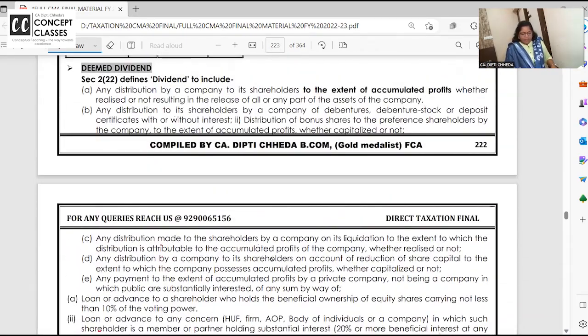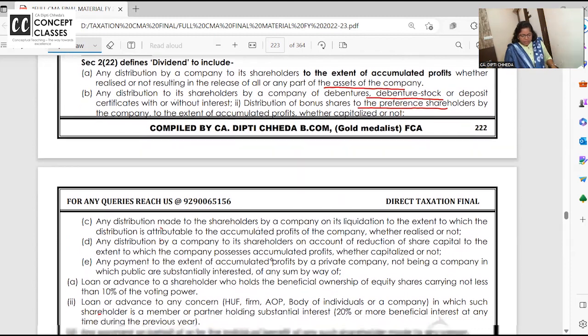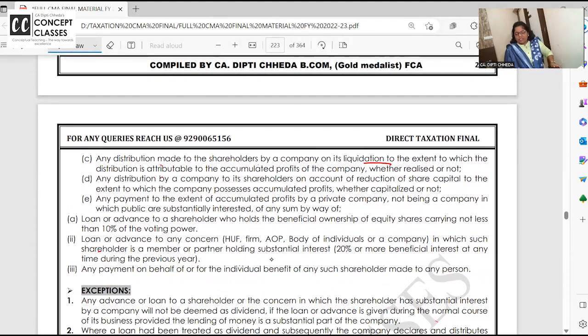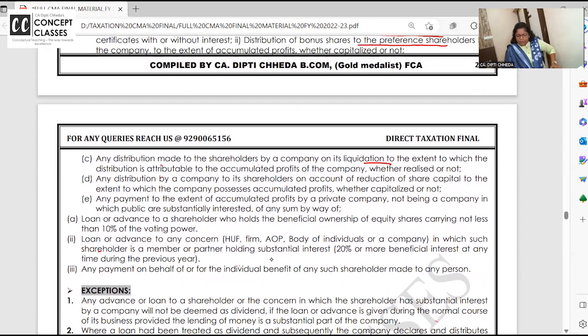Yeah. First one is, out of the accumulated profits, any amount given or part of the assets given. Second is bonus you are giving to preference shareholders, or you are giving debentures, or on liquidation. We have worked out yesterday the problem for liquidation, or any distribution by company to shareholders on account of reduction of the share capital, any payment to the extent of accumulated profits.